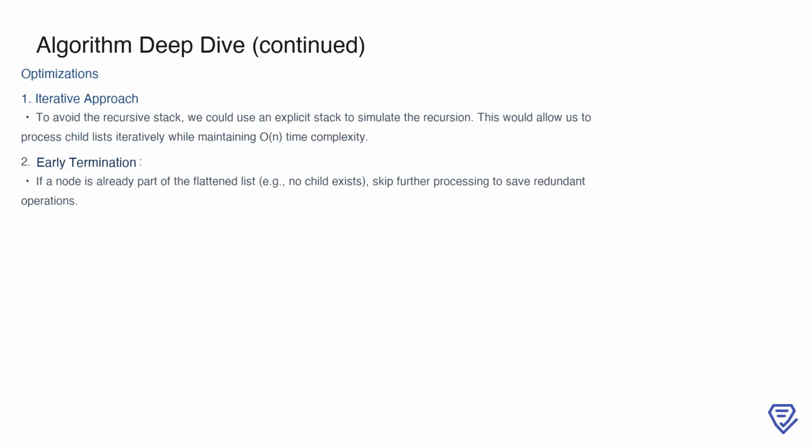Another optimization involves early termination. If a node is already part of a flattened list and does not have a child, it can be skipped without further processing. This reduces unnecessary overhead and ensures that the algorithm focuses only on nodes that require modification. These adjustments can make the solution more robust and adaptable to different scenarios.